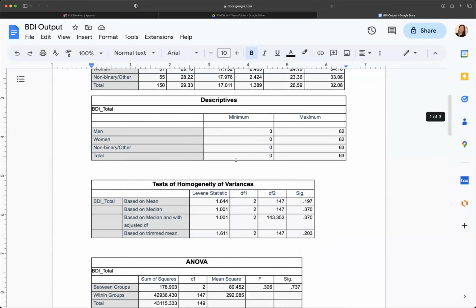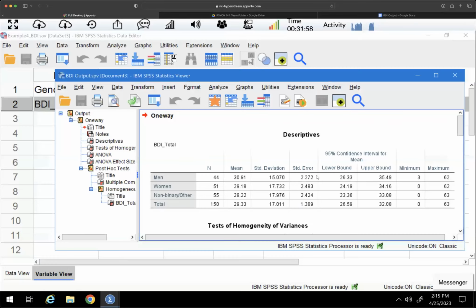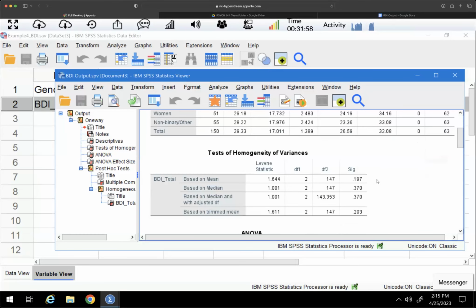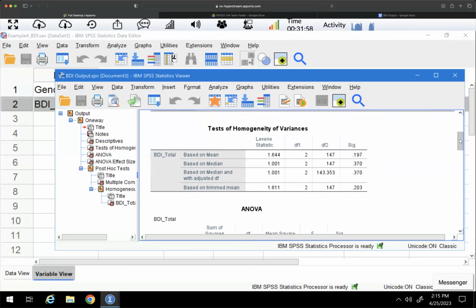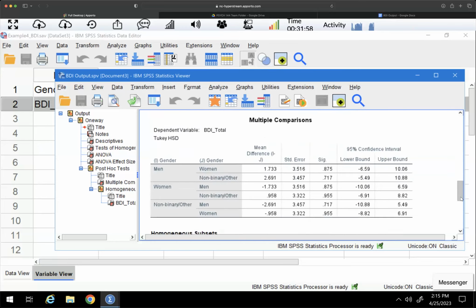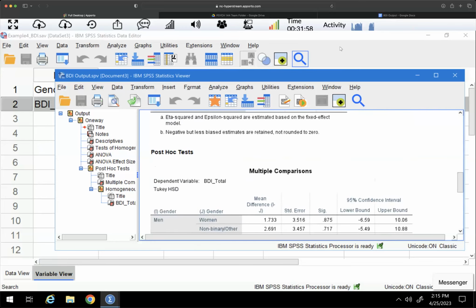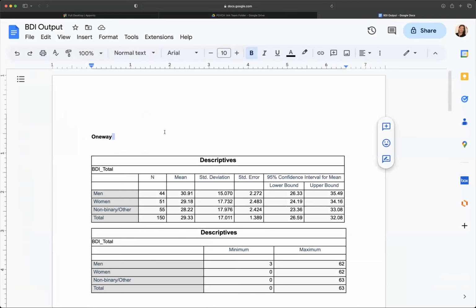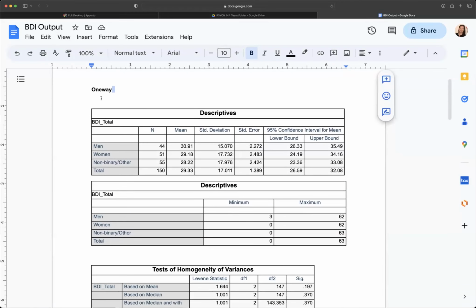I do want to point out that when you're here, you can see that it's wider. And so everything fits on one row. And that is not the case in our output that we're working with here. So it's gonna look a little bit different.